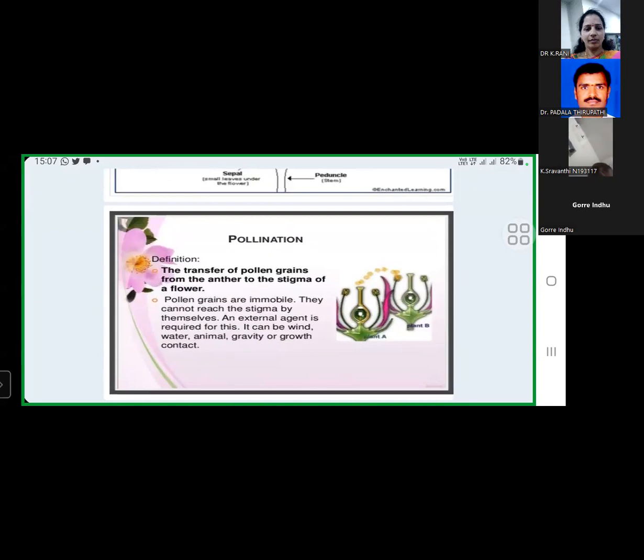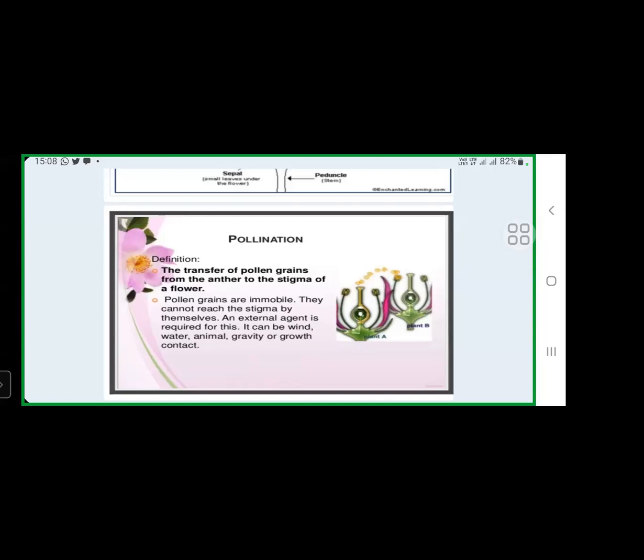What is pollination, or the definition of pollination? Pollination is defined as the process of transfer of pollen grains from the anther to the stigma of the flower by different agents like wind, water, insects, and animals. In simple terms, the transfer of pollen grains from the anther to the stigma of a flower is called pollination.